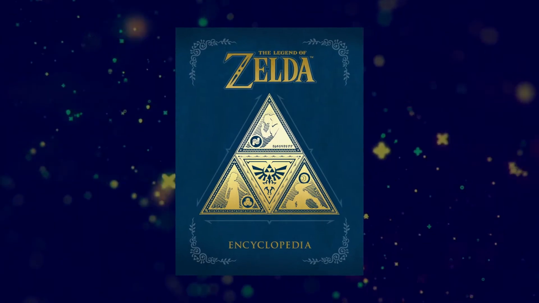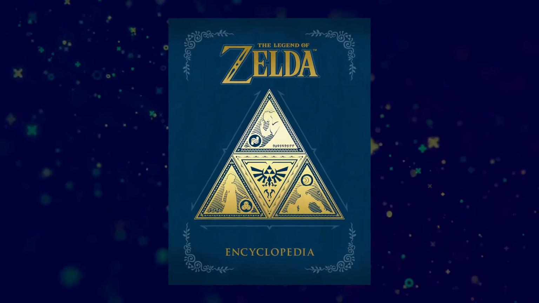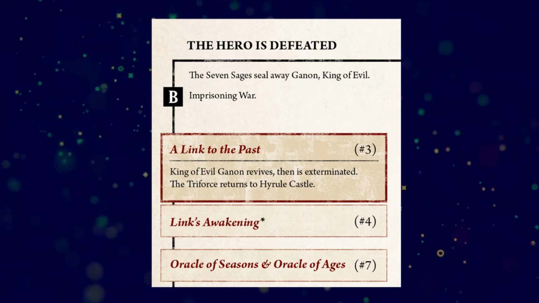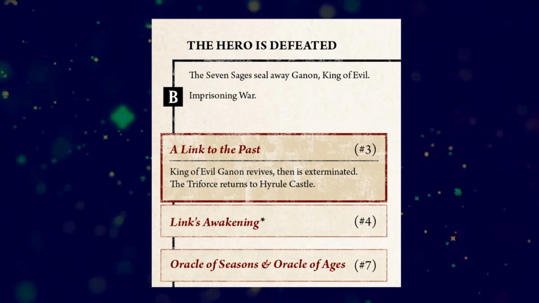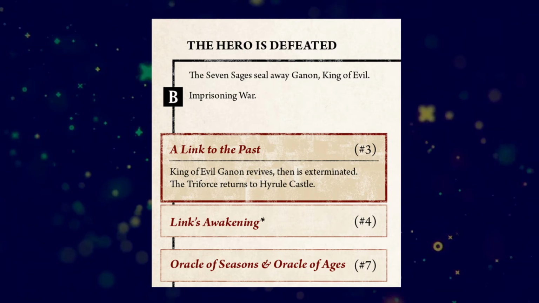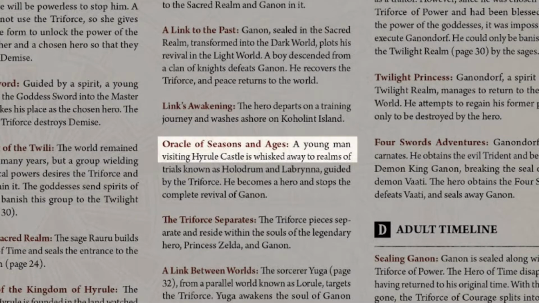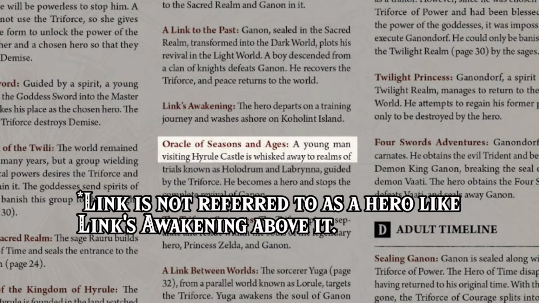Before we get into the supporting evidence for the Zelda Encyclopedia interpretation, I want to clear up a mistranslation. As stated, the Oracle games in the Zelda Encyclopedia take place after Link's Awakening. But here in the Encyclopedia, on the English edition, it states that the hero is the same as A Link to the Past. This is actually a mistranslation, and the Japanese version states that it is not the same hero. This is also made abundantly clear in the rest of the English edition, where the text clearly is implying that it is a different hero.